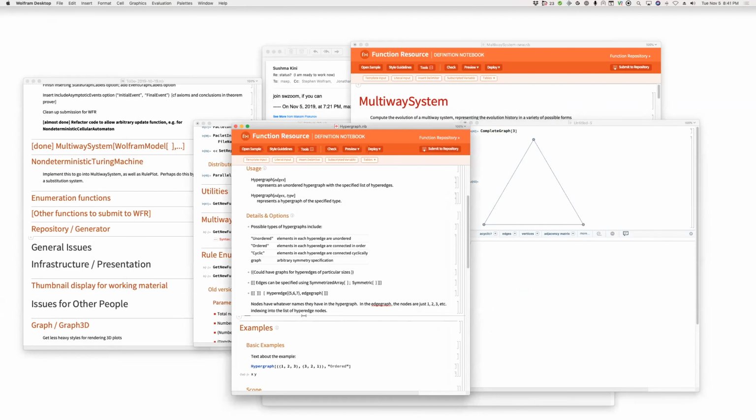So unordered corresponds to complete graph of n. Okay, I think this is fairly elegant. The only thing which is a little icky is the decision that a hypergraph by default would be an ordered hypergraph.